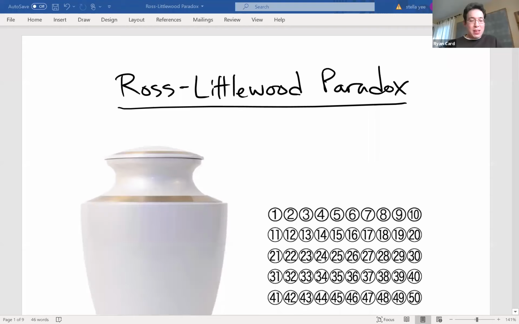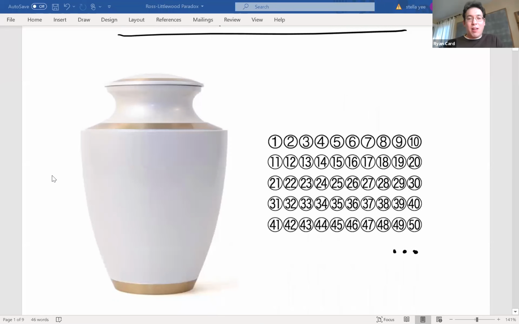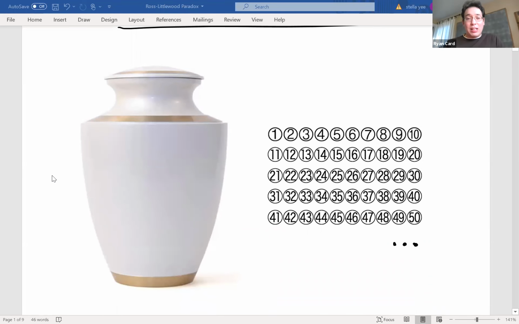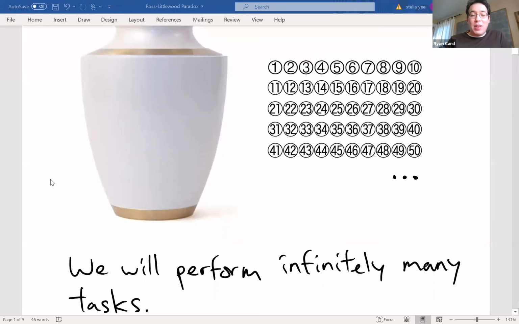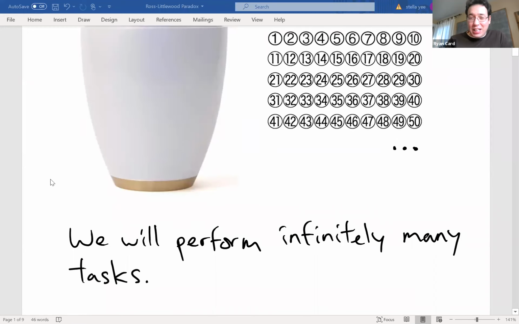Okay, all right. So in this problem, I have an infinitely large urn and infinitely many balls that are numbered 1, 2, 3, 4, and so on. What we're going to be doing is taking some of these balls, putting them into the urn, and then removing them from the urn and then putting them back in and so forth. We're going to do this in a very particular way. In fact, we will perform infinitely many tasks in a finite amount of time.